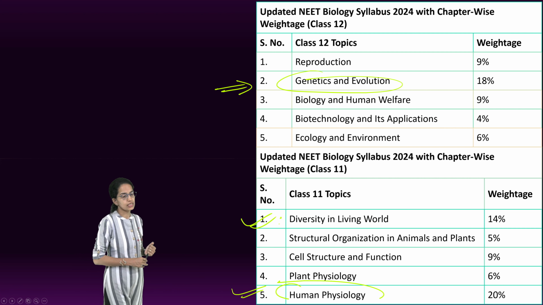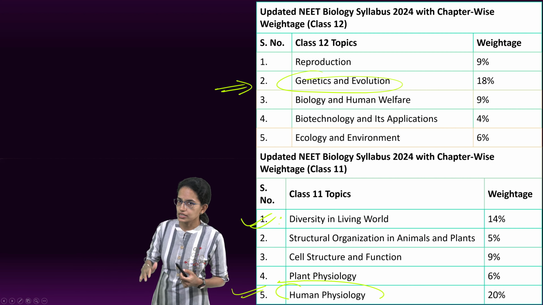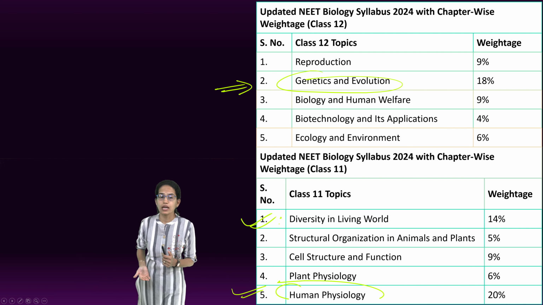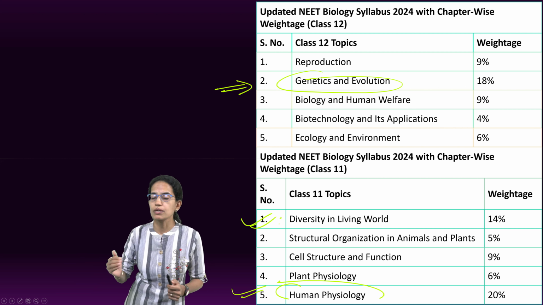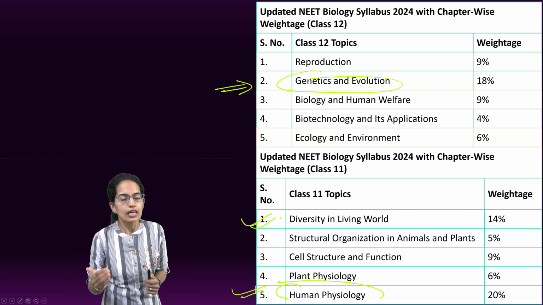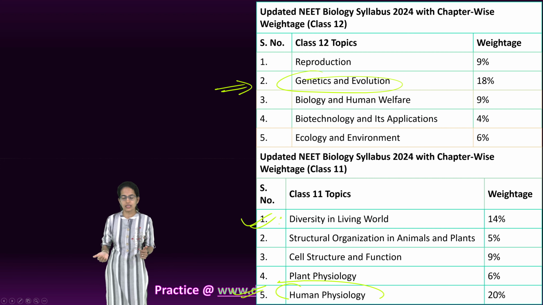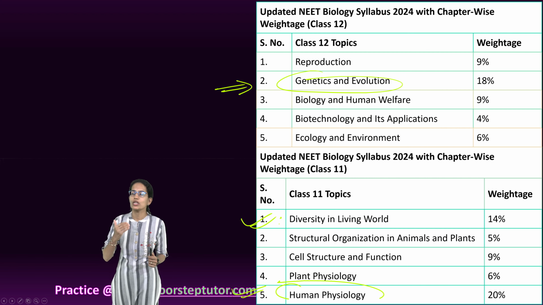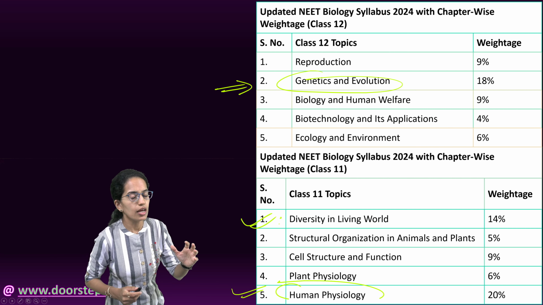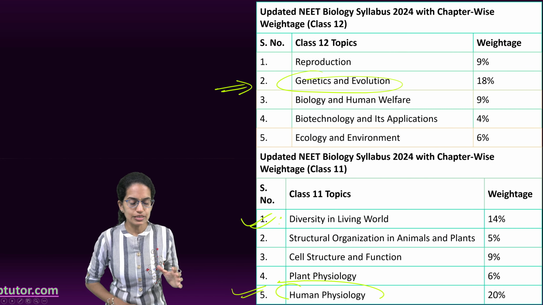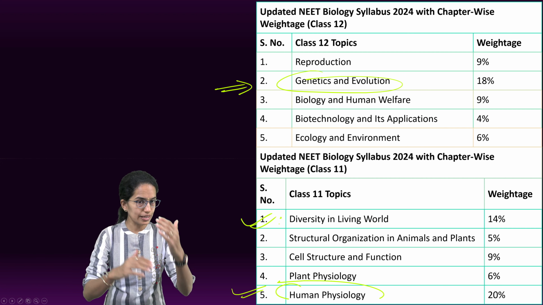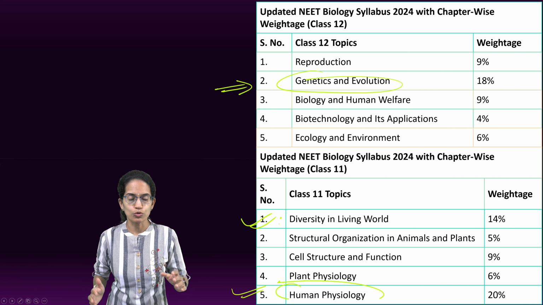And as we mentioned, reduction in the syllabus by no means implies that the paper would go simpler or would become easier. There can be more assertion reason questions, there can be more conceptual and applicative questions. So stay tuned to have a good understanding about the concepts to be better able to solve those kind of problems.